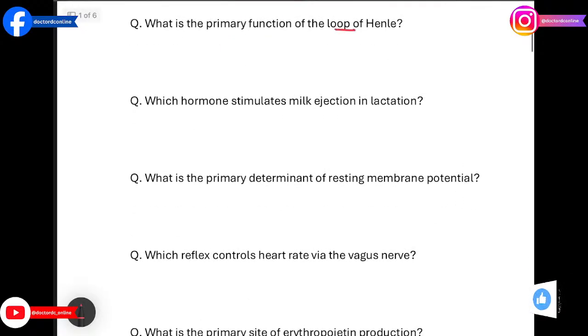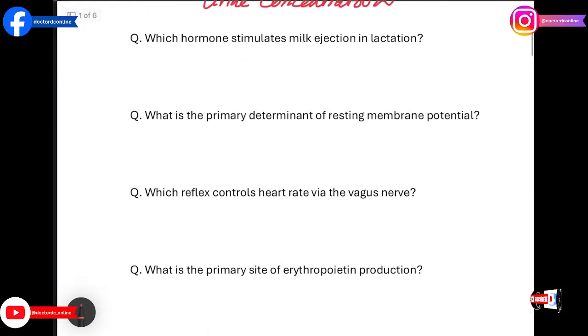The next question is, what is the primary function of the loop of Henle? And the answer is urinary concentration. It creates a medullary osmotic gradient, enabling water reabsorption.